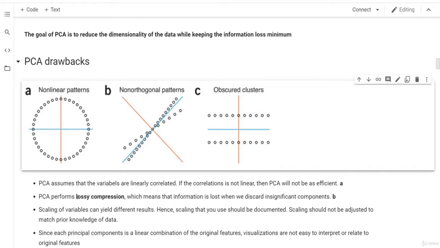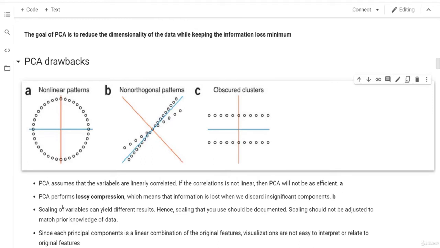The second thing you need to know is that PCA performs lossy compression. So we will see this when we implement the PCA ourselves. You will see that some information will be lost, right? So here, if we have non-orthogonal patterns, then we have information that will be lost, right? So we will discard the insignificant components. For example, we will discard this component and we will just use this component to represent the full data, right? And using this way, any information here will be here, any information here will be here, and so on. So we have some information loss.